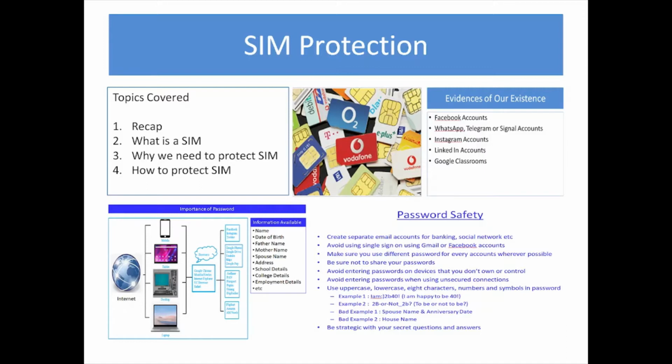In our previous chapter, we learned that in this pandemic world, evidence of human existence are Facebook accounts, WhatsApp, Telegram, or Signal accounts, Instagram accounts, LinkedIn accounts, Google Classrooms, etc. If a human being is not active on all the social platforms or any of the social platforms, that human being is more or less considered as dead.